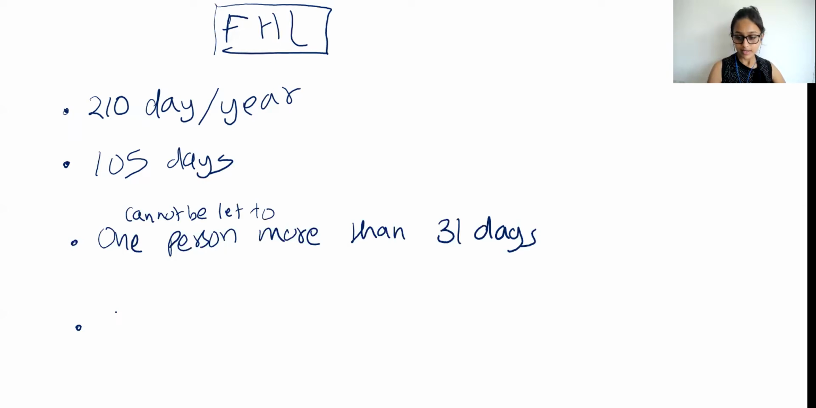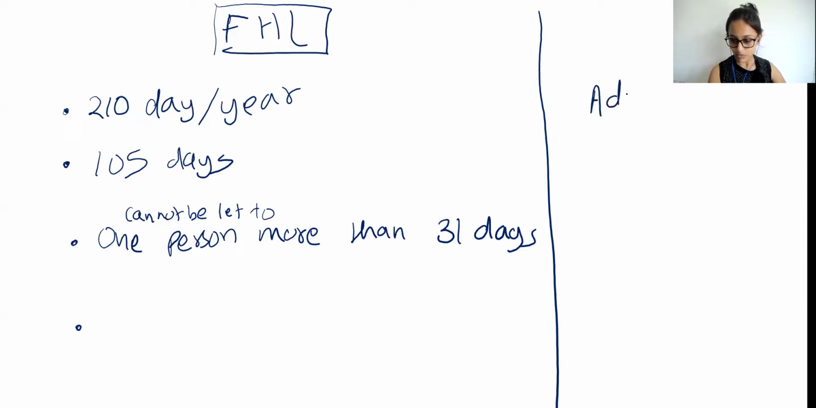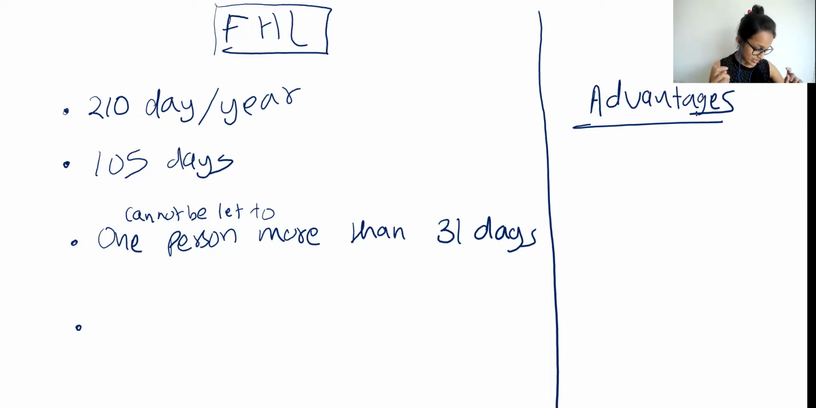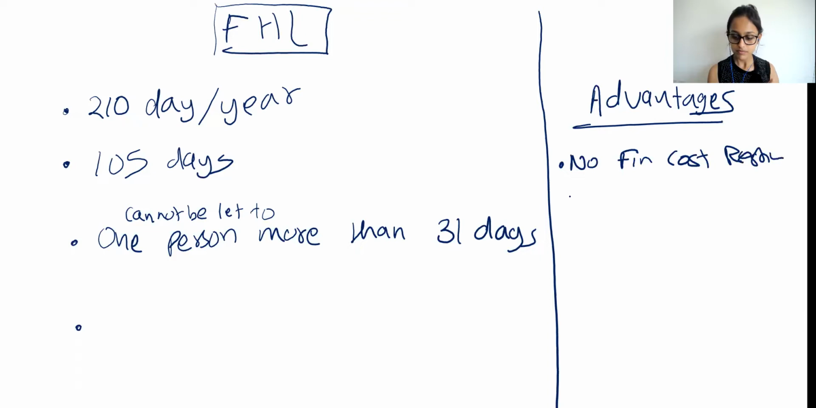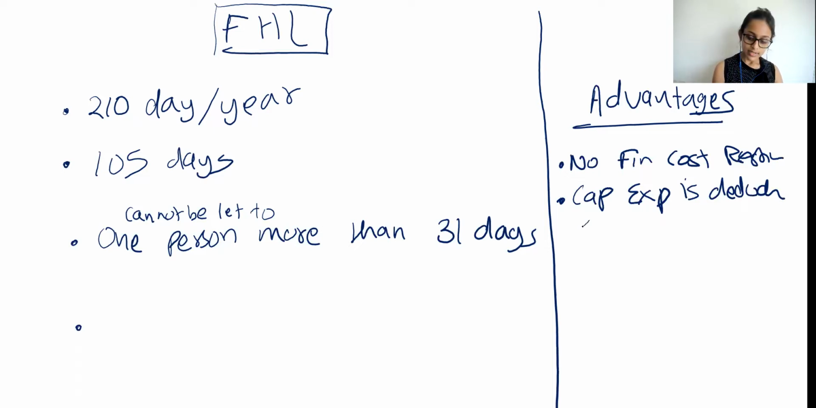Now, one thing that is actually asked as a theory question is, what are the advantages of having an FHL? This is very important. There is no finance cost restriction. Then capital expenditure is deductible from FHL. Then FHL income is part of relevant earnings.